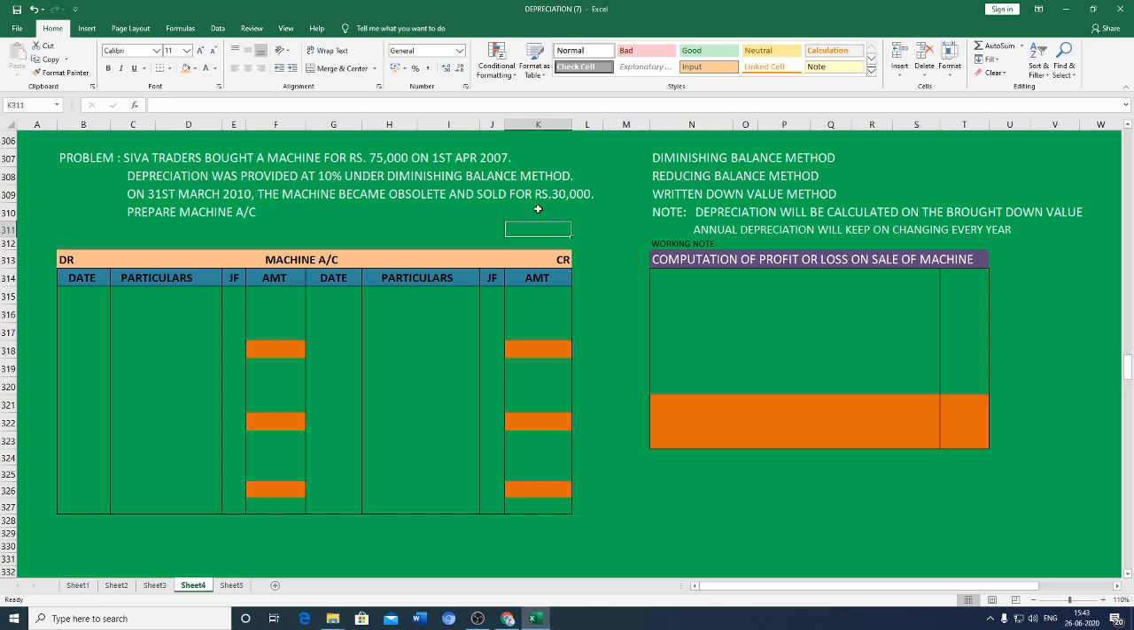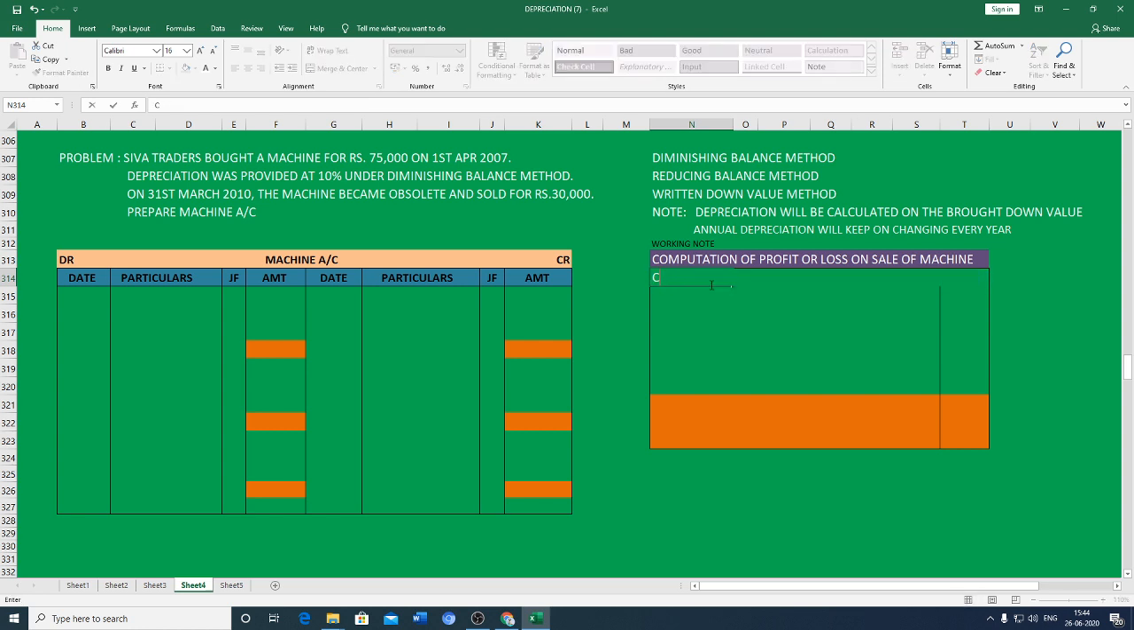So now what we have to do? Whenever sale of an asset is given under depreciation, you should prepare a working note. It is compulsory to prepare a working note for computing the profit or loss on sale of the machine. We are selling the machine now, so we should compute the balance amount, which may be a profit or sometimes a loss. So look at the working note very carefully.